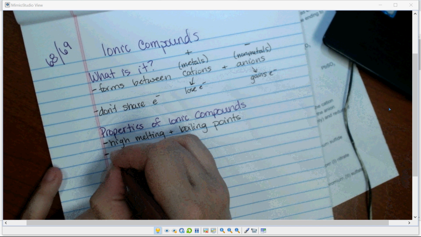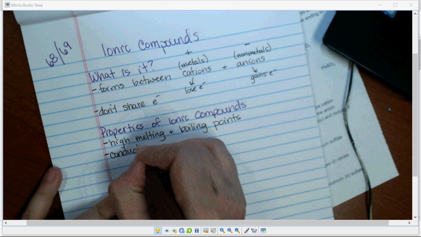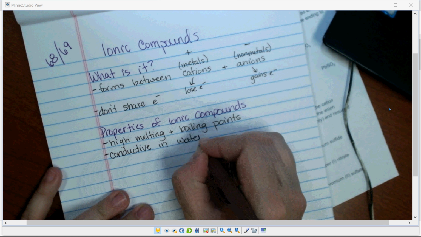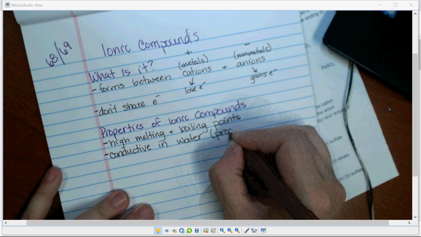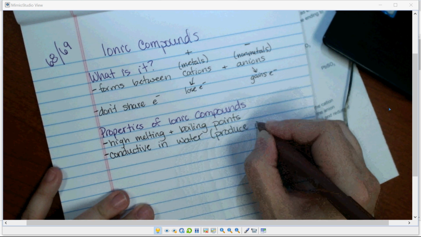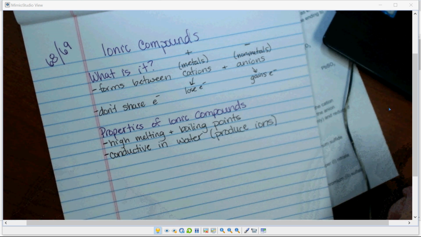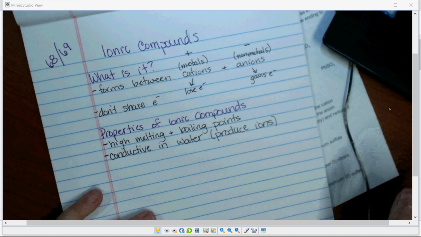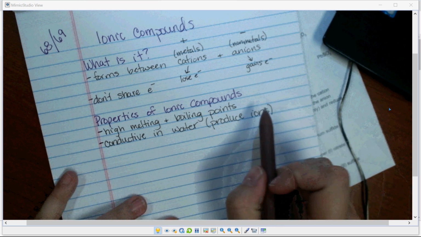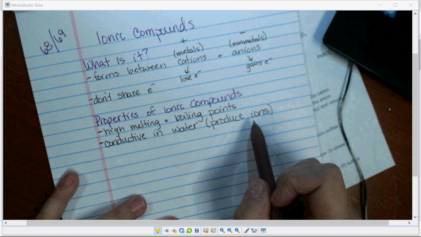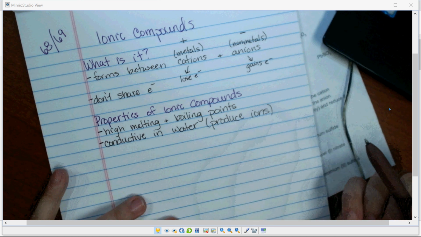They're also very conductive when they're dissolved in water, because they produce ions. And if there's ions present, then electricity can travel through that water. This is the reason why your toaster has a warning label on it that says it is not recommended to take this thing into the shower, because the water that's coming out of your tap would have ions in it, and if there's ions present, then electricity can travel through that water.